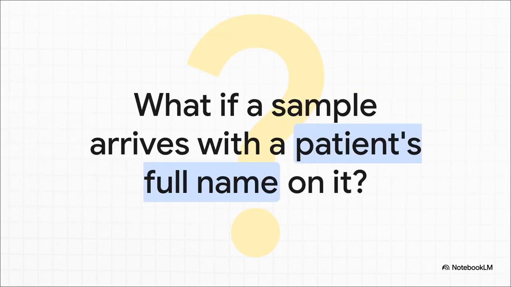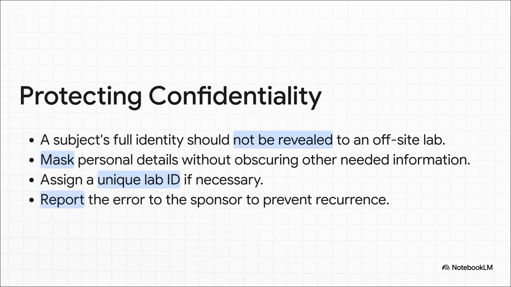Okay, let's throw another curveball at them. What if the label is crystal clear, but it has too much information, like the patient's full name and date of birth? Now, this isn't an integrity problem. This is a massive breach of confidentiality. You know, the guiding principles of good clinical practice, or ICH-GCP, are really clear on this. Every patient has a right to privacy, period.